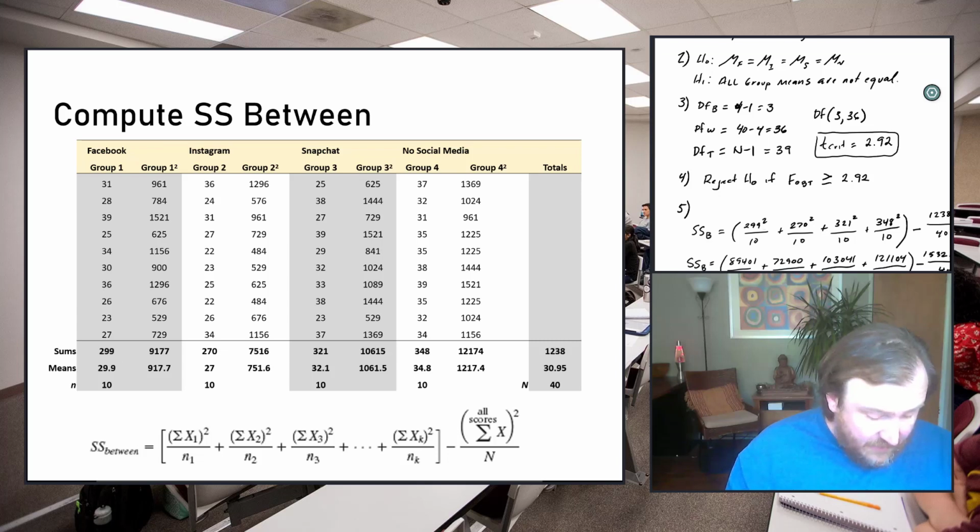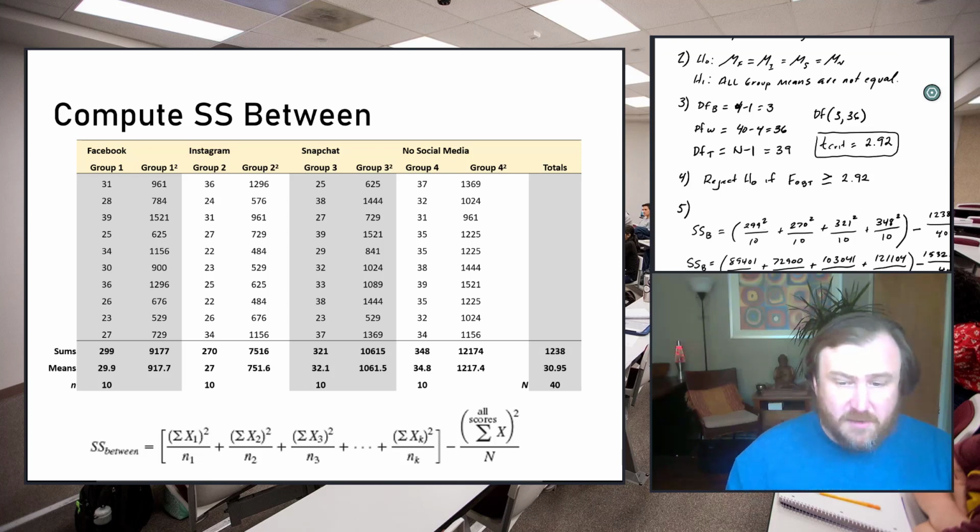Okay, and then finally, we get sum of squares between is equal to 38644.6 minus 38316.1, which is equal to 328.5. So that is our sum of squares between value.